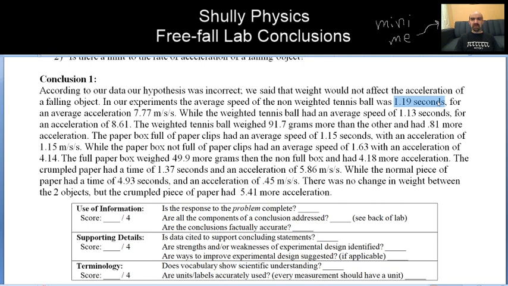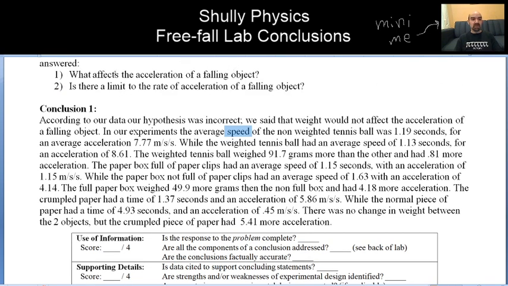First off, they didn't measure speed. They measured distances and times. And they provided a time here, but not a speed. Second, this value is not a speed, and it's not really relevant. What we really need to look at here is, go back to the question, what affects the acceleration of a falling object? So they could forget this whole average speed thing. They could just say, in our experiment, the acceleration of a non-weighted tennis ball was 7.77 meters per second squared. It would be more directly to the point.